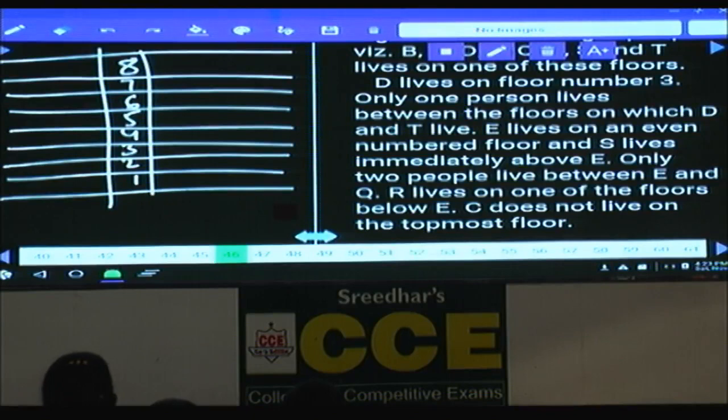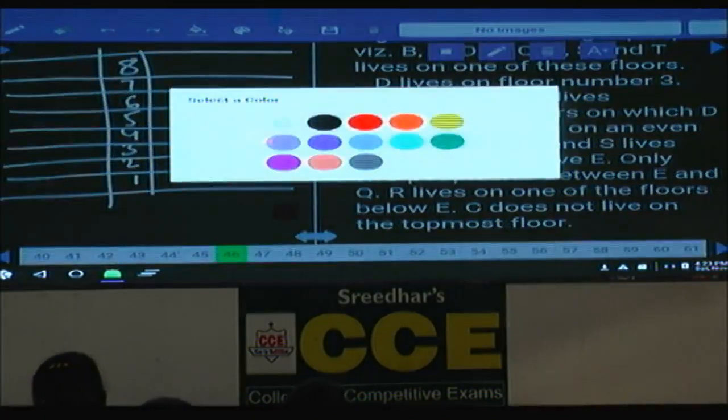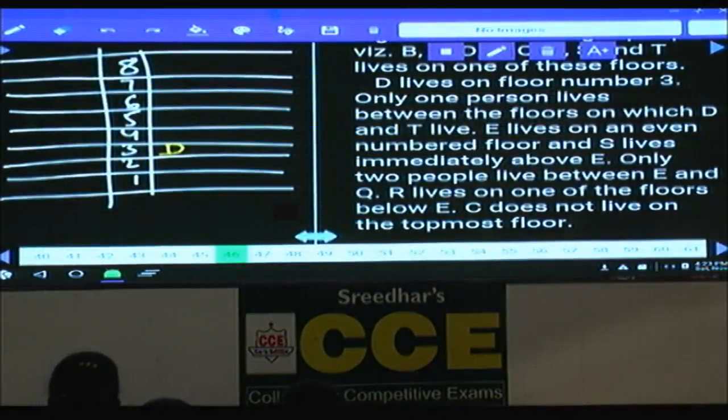D lives on floor number 3. Whatever, this D lives on floor number 3, hence D must be here. And only one person lives between D and T. One person between D and T means how many possibilities? 2 possibilities. T can be either on the first floor or T can be on the 5th floor.